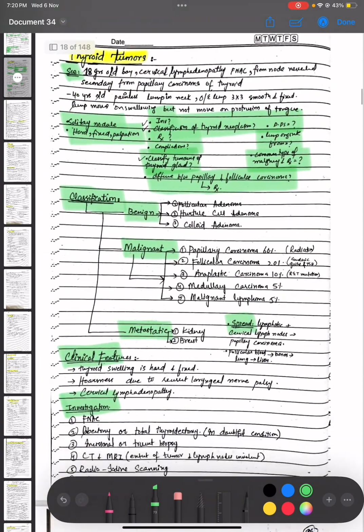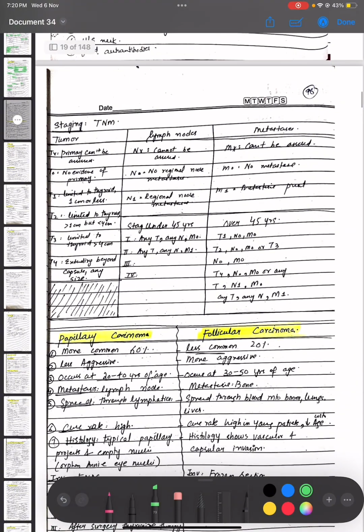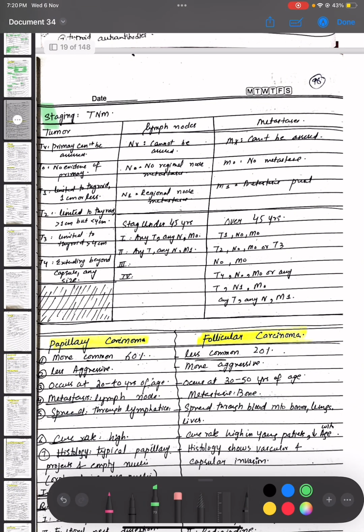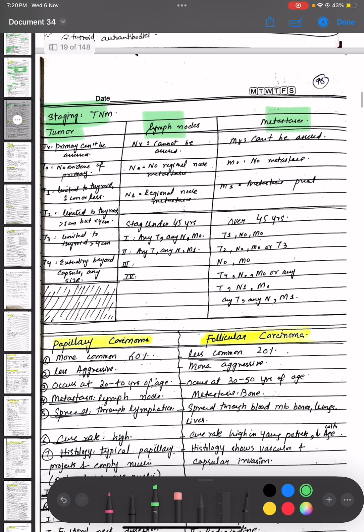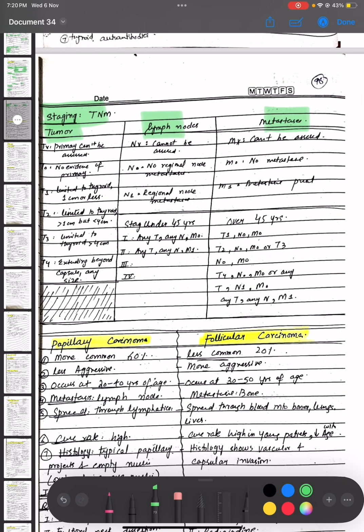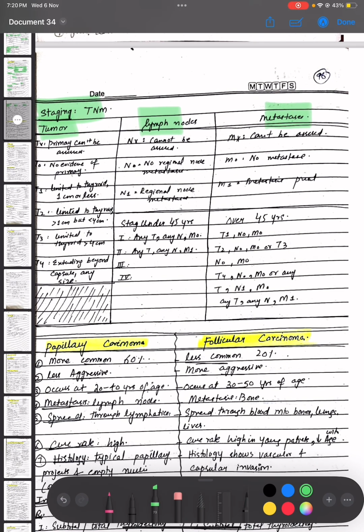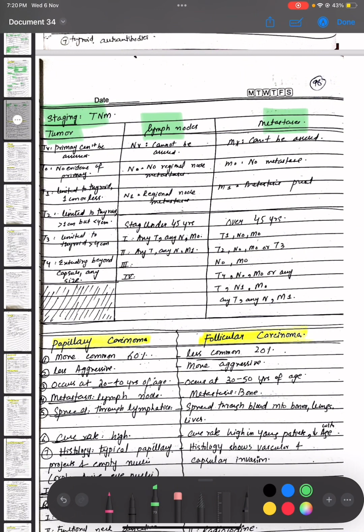Now coming towards the staging of thyroid tumors, we have the TNM classification, that is tumor, lymph nodes, and metastasis. For T, TX means primary cannot be assessed. T0 means no evidence of primary tumor. T1 is limited to the thyroid and 1 centimeter or less. T2 is limited to the thyroid and greater than 1 centimeter but less than 4 centimeters.